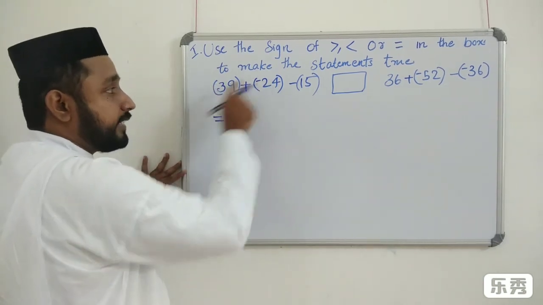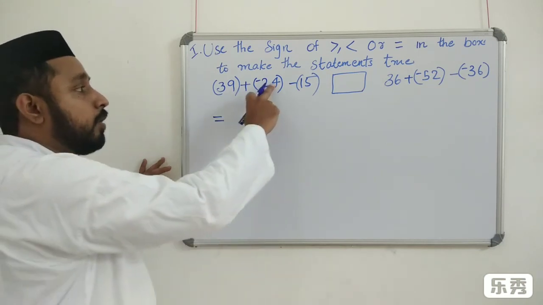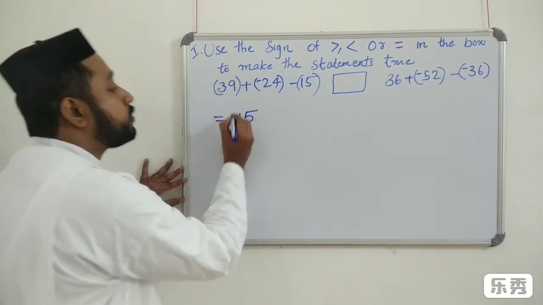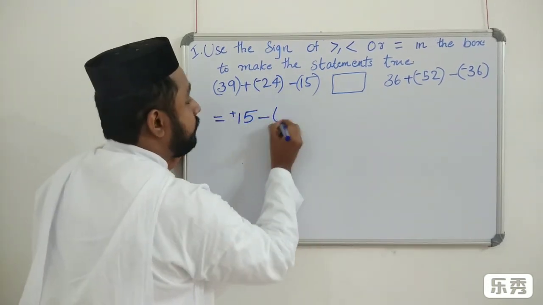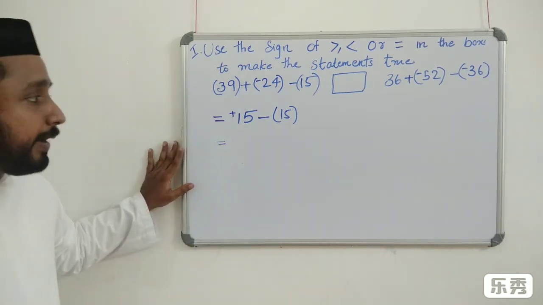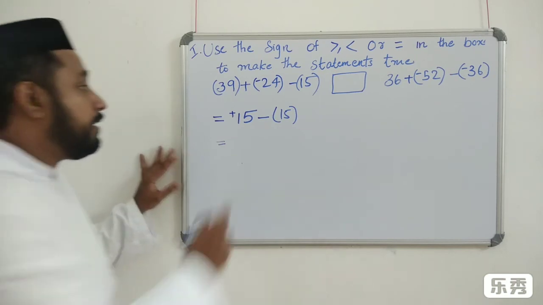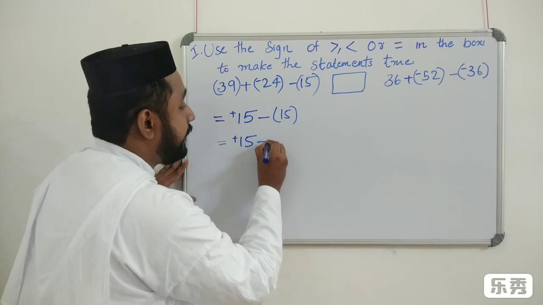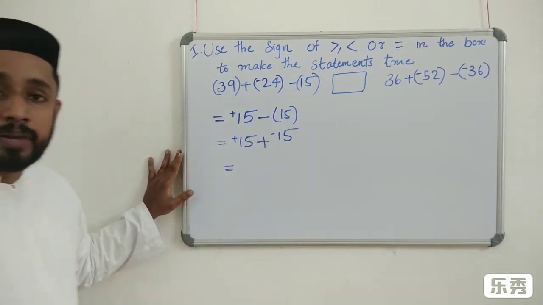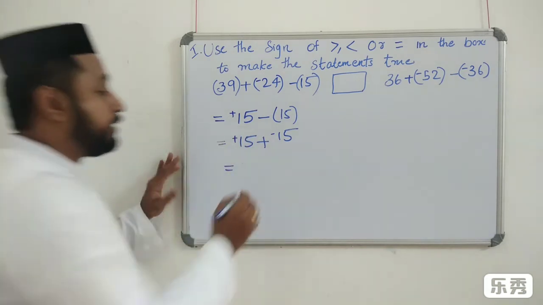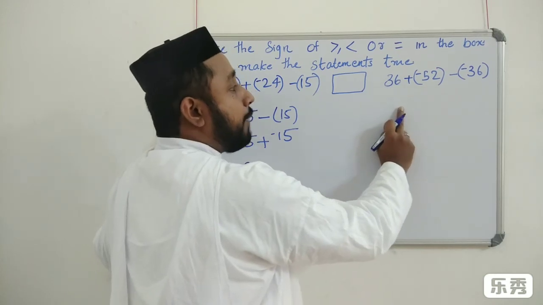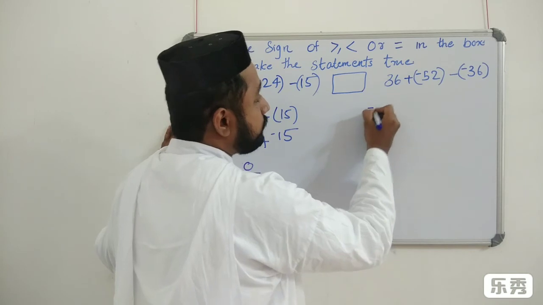Here one is positive, one is negative. When we add one positive and one negative, subtract the smaller one from the bigger one. So 39 minus 24 is 15, and put the sign of the big number. 39 is the big number, so positive 15. Minus 15 is there, so we have plus 15 minus 15. Minus will be changed into plus, and plus 15 will become minus 15. So one positive and one negative, or simply you can say plus 15 plus minus 15, which is equal to 0. So the answer is 0.